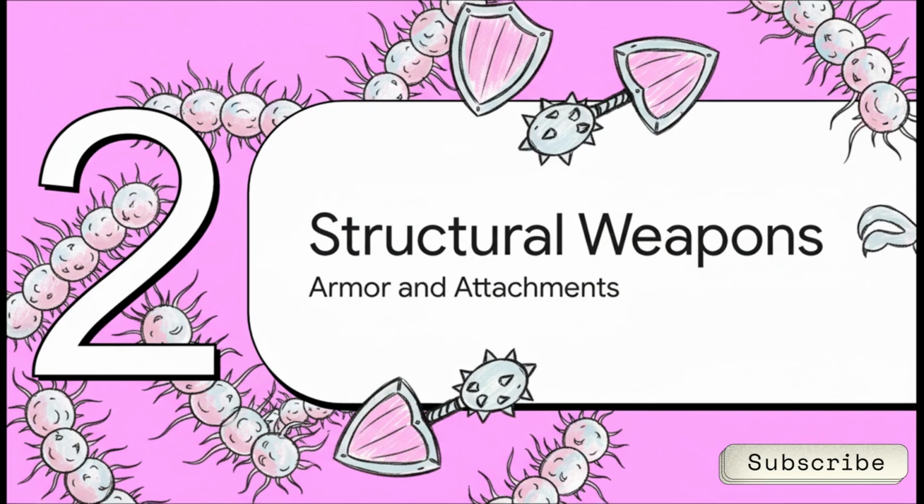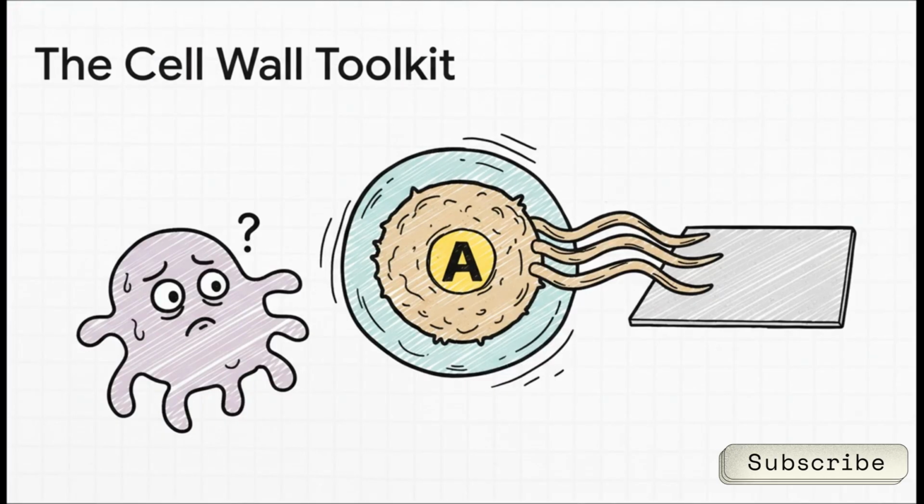Section 2, structural weapons. We're talking about the components right on the bacterium's surface. This is its first line of attack and defense. Okay, so before we get to the main event in this section, let's talk about the supporting cast. You've got lipoteichoic acid and the F factor, which basically act like glue, helping it stick to the cells in your throat. The C carbohydrate, well, that's the antigen we use for Lancefield grouping.